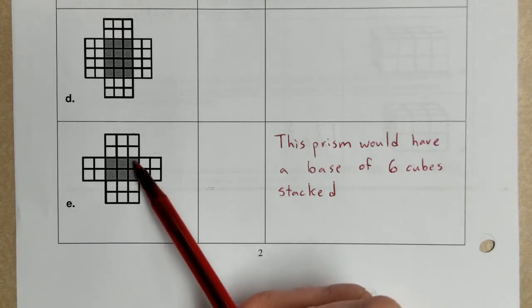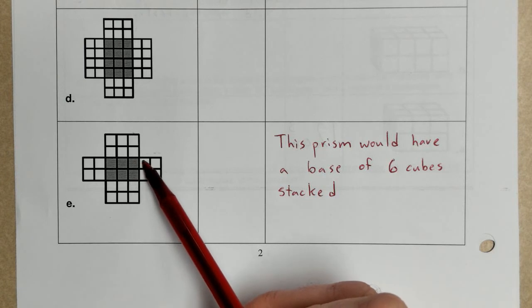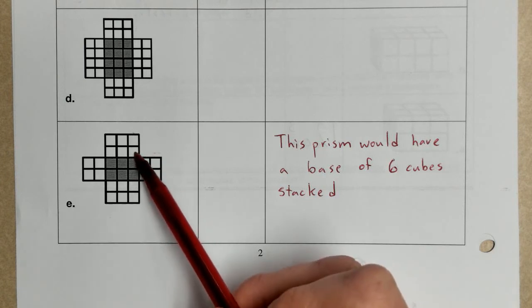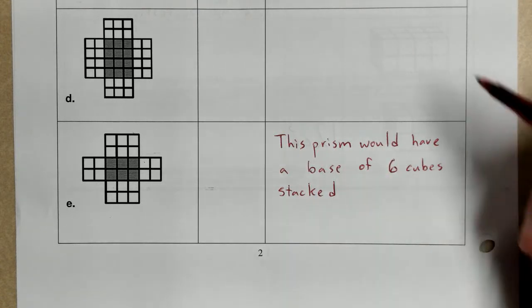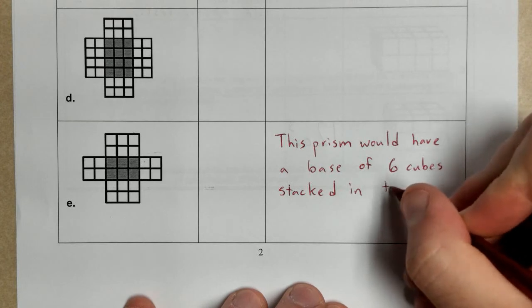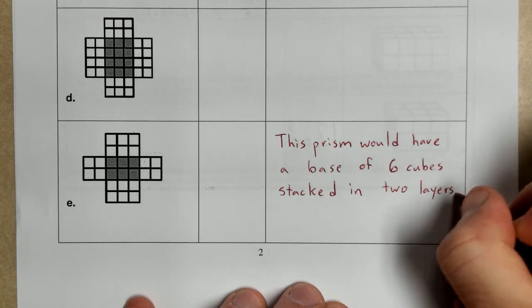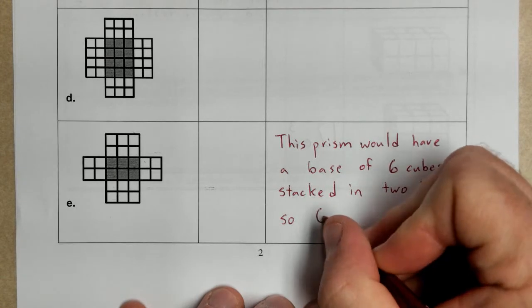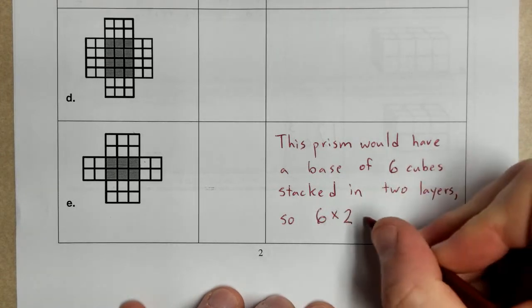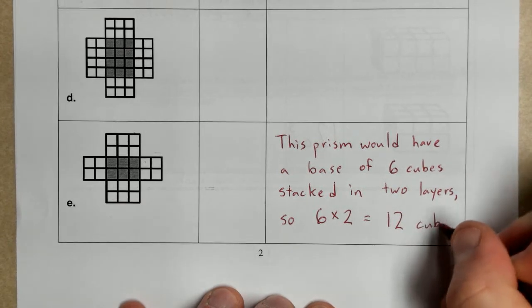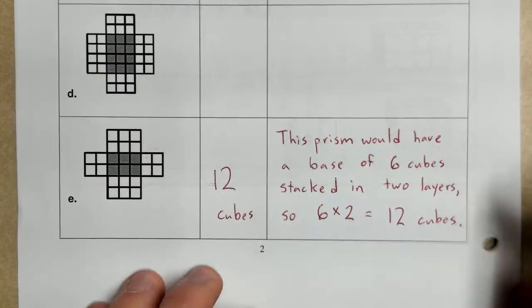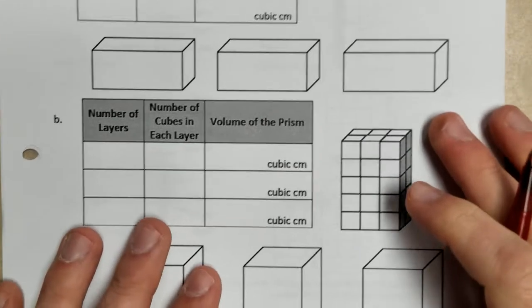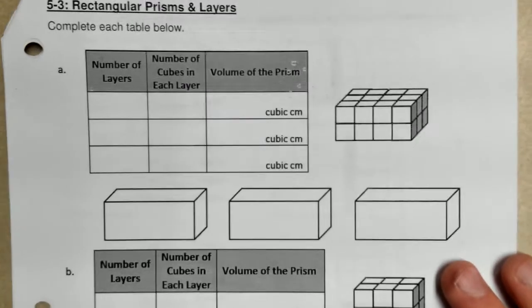So I look at this and counting away from the base, starting at the base, then 1, 2. Okay, it's the same here. 1, 2, 1, 2, 1, 2. It's the same all the way around because the height would be 2. This prism would have a base of 6 cubes stacked in 2 layers. So 6 cubes times 2 tells us we have 12 cubes total. 12 cubes.